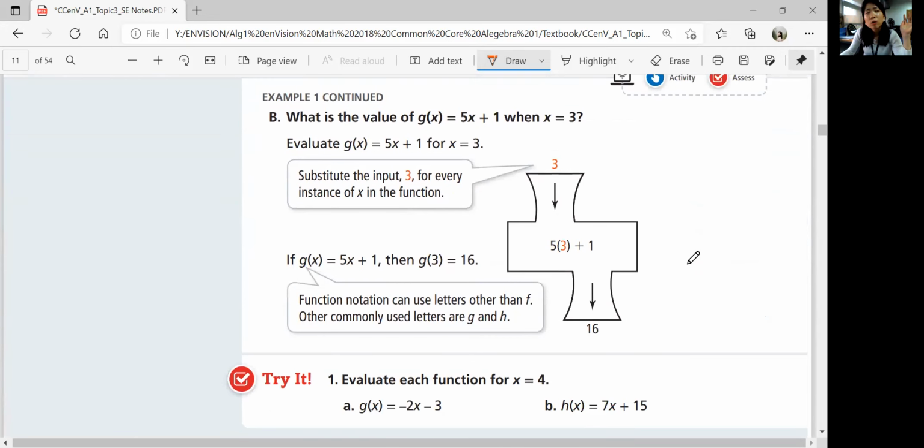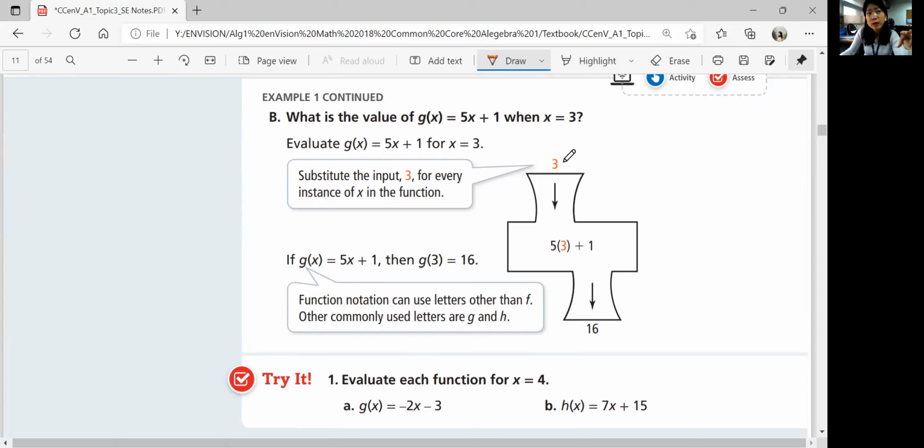Part B. What is the value of g of x equals 5x plus 1 when x is equal to 3? Yes, it doesn't always have to be f. Sometimes it's g. Very commonly used for function notation would be both f and g, but mostly f. But g is also used very commonly. So evaluate g of x equals 5x plus 1 for x equals 3.